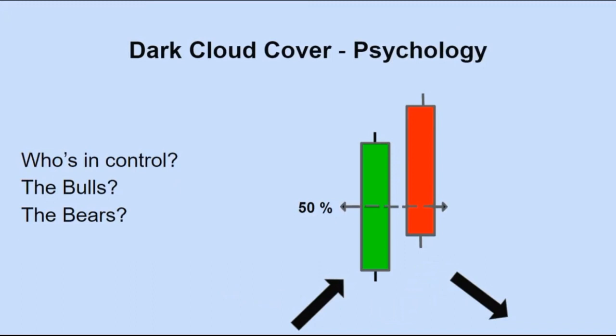Now let's look at the psychology of the dark cloud cover to see who's in control, the bulls or the bears. Well, if our only indication was just the name, when dark clouds cover, they usually bring rain, and rain falls in which direction? Down. Well, let's look at the sentiment. The first candle continues the uptrend and everything is looking bullish. The second candle ideally gaps up at the open.